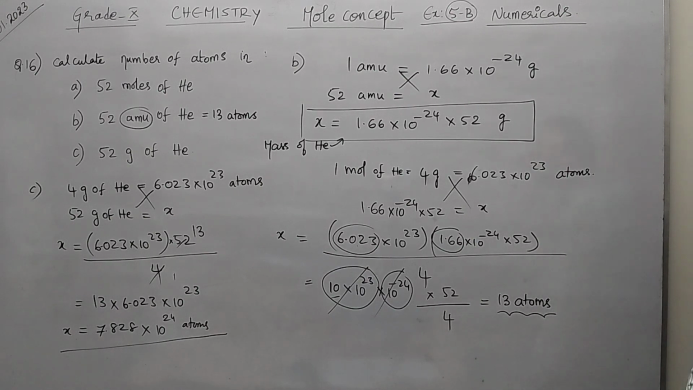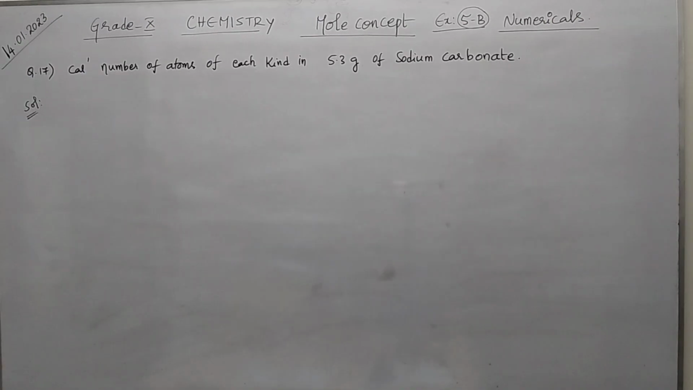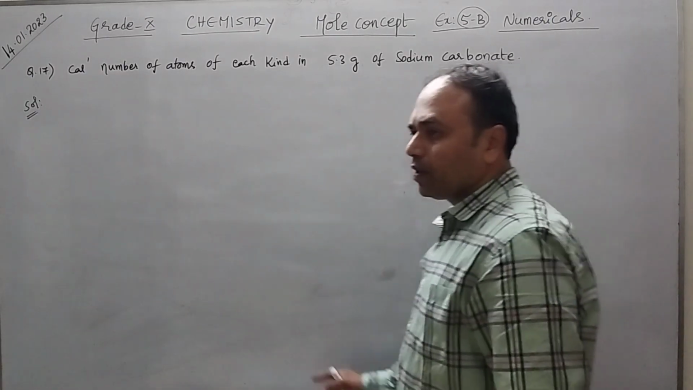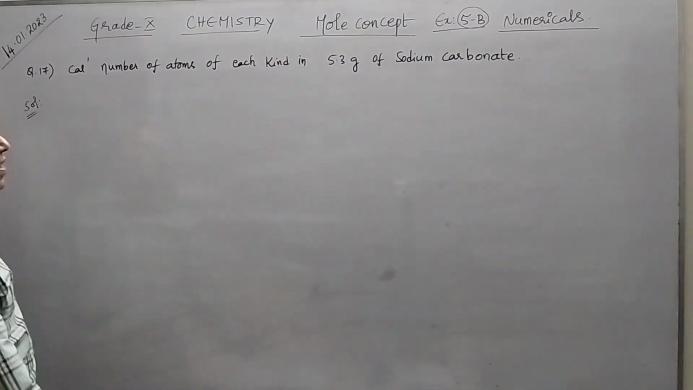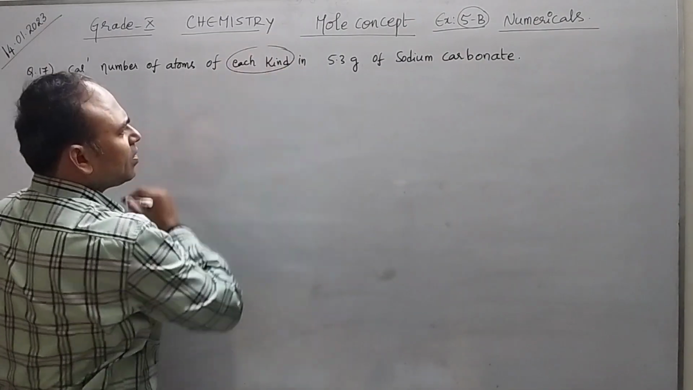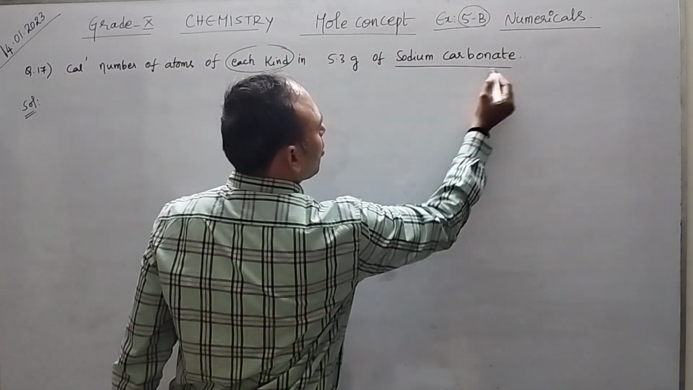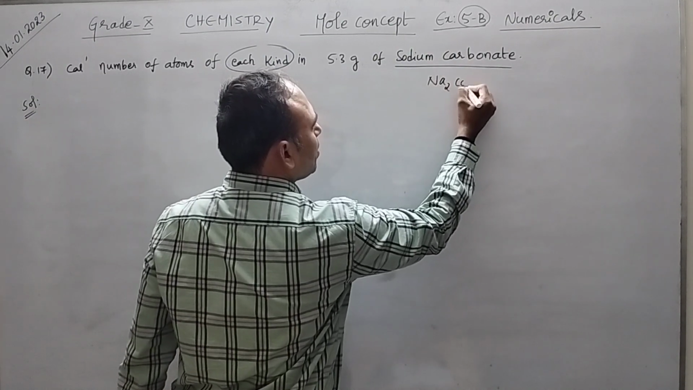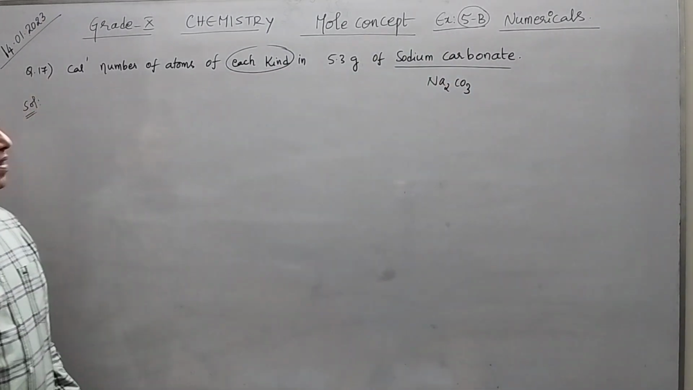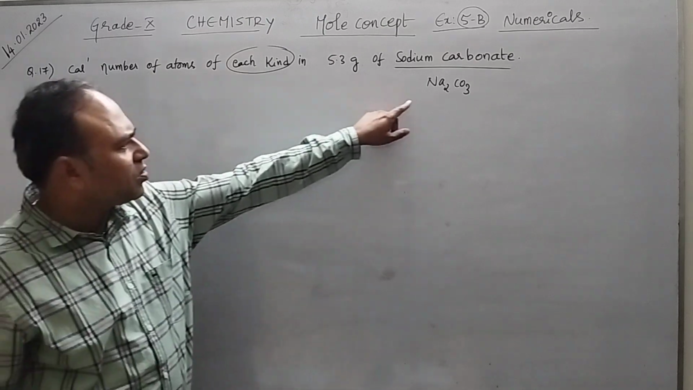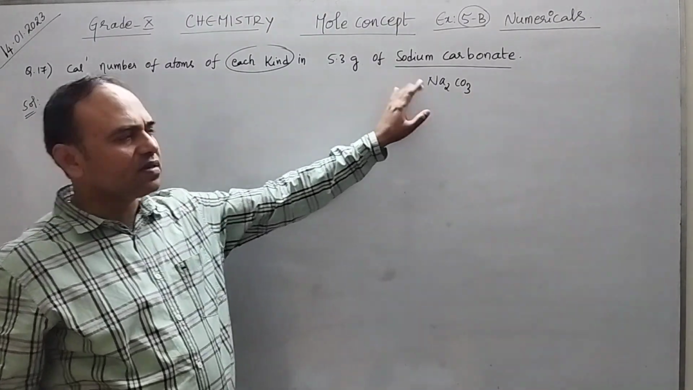Let us move to question number 17. Calculate the number of atoms of each kind in 5.3 grams of sodium carbonate. The formula is Na2CO3. They are asking to find out the atoms of sodium, carbon as well as oxygen separately.